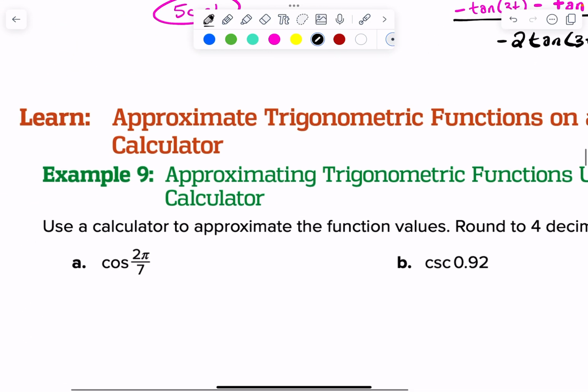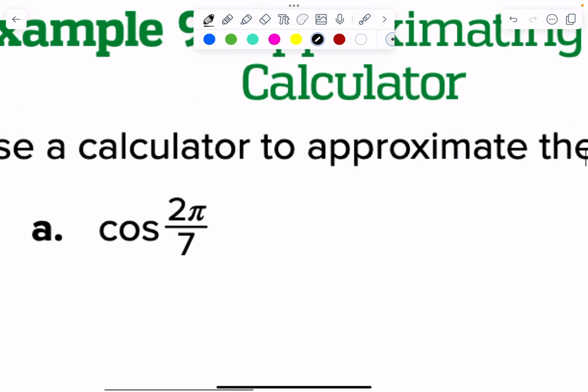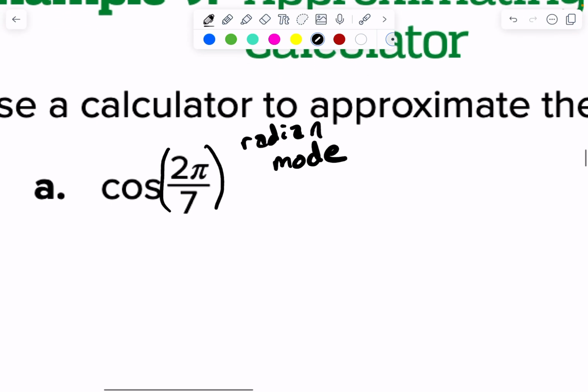The easy part is example 9. Use a calculator to approximate the function cosine of 2 pi over 7. We don't have one of those on our unit circle because our unit circle doesn't go in increments of 7s, but when you do this, you need to make sure your calculator is in radian mode because 2 pi over 7 is in radians.